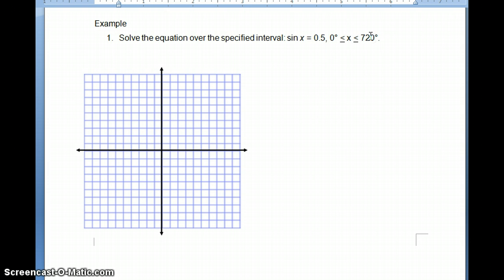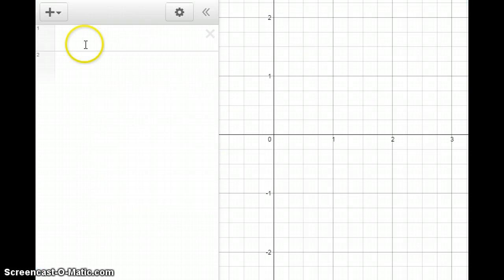For this example, we'll just graph sine of x, and then look for every point where it's at 0.5. Once again, if you wanted to subtract 0.5, you should get the exact same answer. You'd just look at where y is equal to 0 instead of 0.5. That's one little difference there. So I'm just going to pull out my graphing calculator here. Right, so here's my graphing calculator, and I'm going to put in y is equal to sine of x.